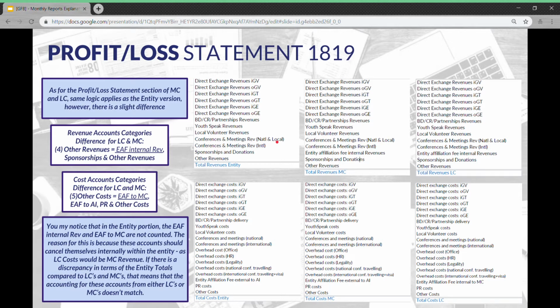Now, the similar logic applies to the entity version as well, but there are slight differences. For revenue, for LC and MC, we take into consideration the entity internal revenue. Meanwhile, for cost, we take into consideration the EAF to MC. You may notice that in the entity portion, EAF internal revenue and EAF to MC are not counted. The reason for this is the same thing that I already mentioned before, that they need to already cancel out. If there's a discrepancy, that means your accounting is not accurate, because these accounts should already match itself.